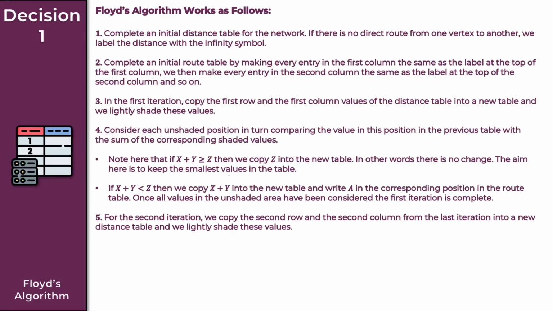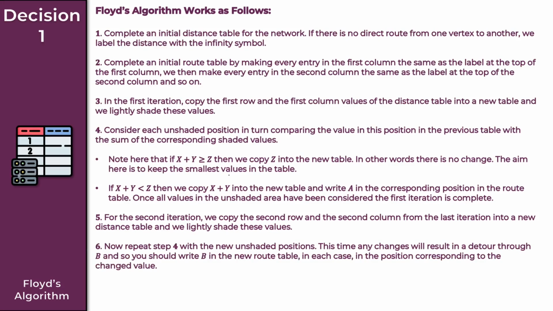Now for step 5, this concerns the second iteration. So for the second iteration, we copy the second row and the second column from the last iteration into a new distance table. And again, all we do is lightly shade these values. Now for step 6, we repeat step 4 with the new unshaded positions. And this time, any changes will result in a detour through B. And so you should write B in the new route table, in each case in the position corresponding to the changed value.